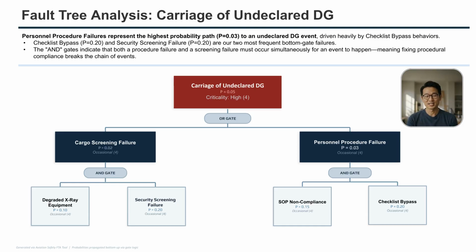The fault tree analysis highlights that personnel procedure failures, at a probability of 0.03, are the highest probability path to an undeclared dangerous goods event. This is primarily driven by checklist bypass behaviors. The presence of AND gates means that fixing procedural compliance can break the chain of events.